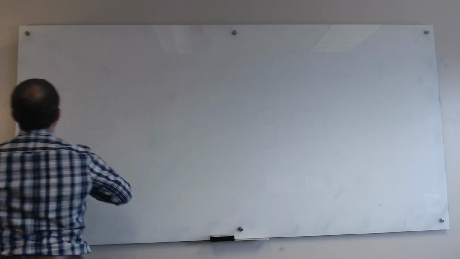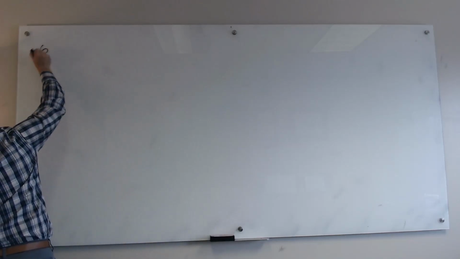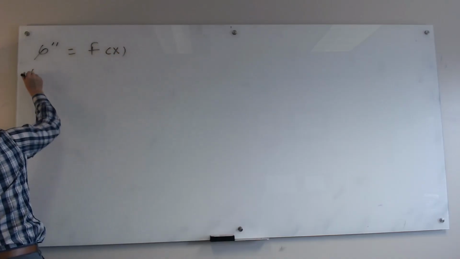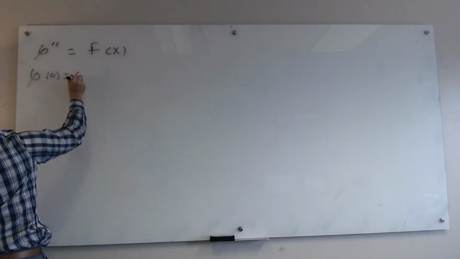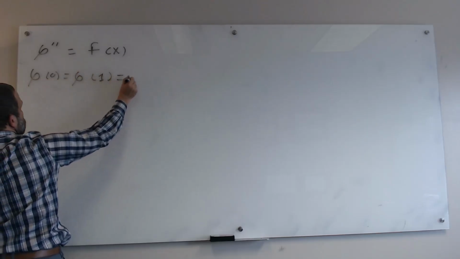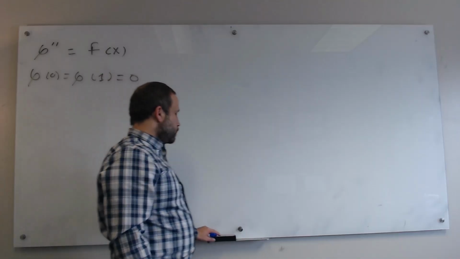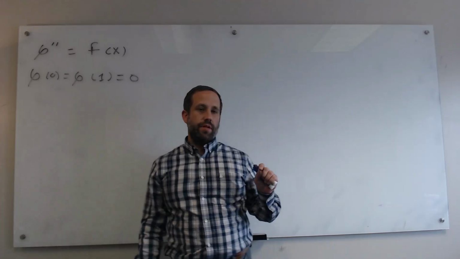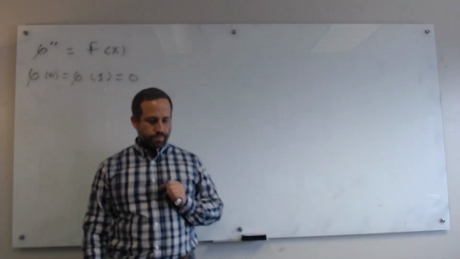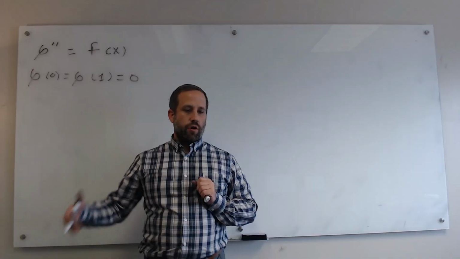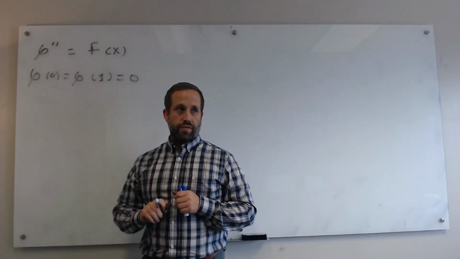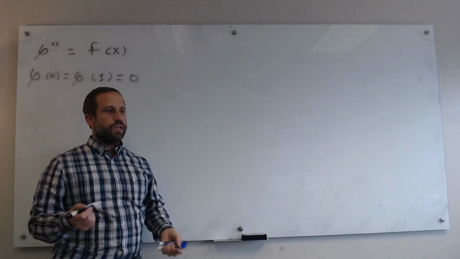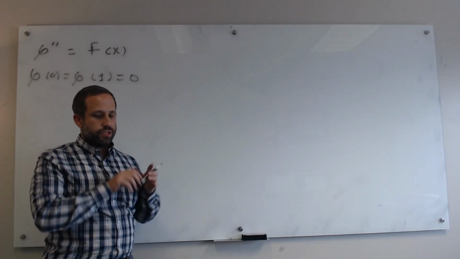Let's look at a situation where we have phi double prime equal to f of x, and we know phi of 0 equals phi of 1, and they're both equal to 0. Now, you've solved second order non-homogeneous equations before in your differential equations class, but typically those were initial value problems. So you knew what phi of 0 and phi prime of 0 were, and then you wanted to solve this equation. But this is different. It's a boundary value problem. So we're going to look at the Green's function as one way of solving this differential equation.